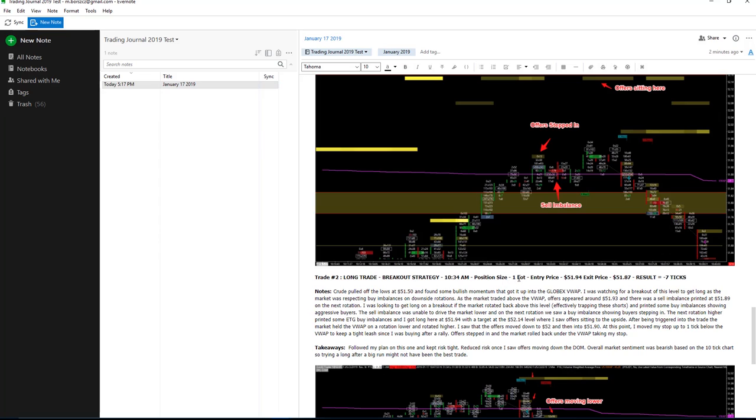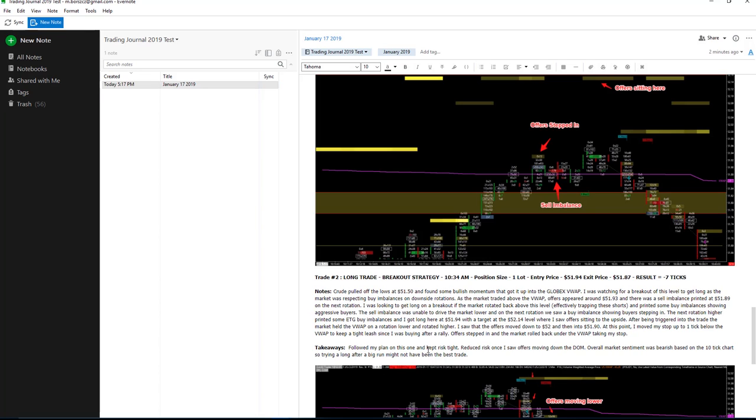10:34 a.m., 1 lot, entry price was 51.94, exit was 51.87, and the result was a loss of 7 ticks. So again, here you see I got the notes that I moved from the notebook into this notepad, put down what got me into the trade, what I was seeing at the time, as well as the emotions I was feeling, again, followed by the takeaways for that trade.